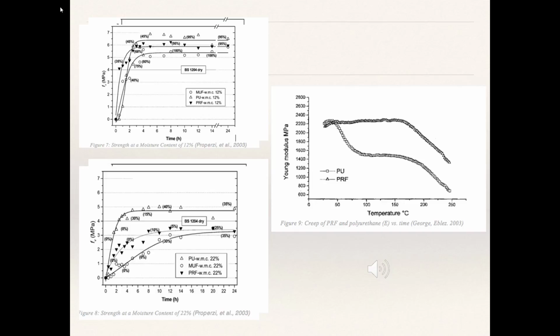Now looking to the right of the slide, figure 9, this research looked at 2 out of the 3 adhesives, both outdoor adhesives, with respect to temperature. We see that at the 25 to 50 degree range, PU has higher Young's modulus, which is expected as seen in figures 7 and 8, but the PRF adhesive maintains a higher Young's modulus with increase in temperature, ranging from 50 to 150.